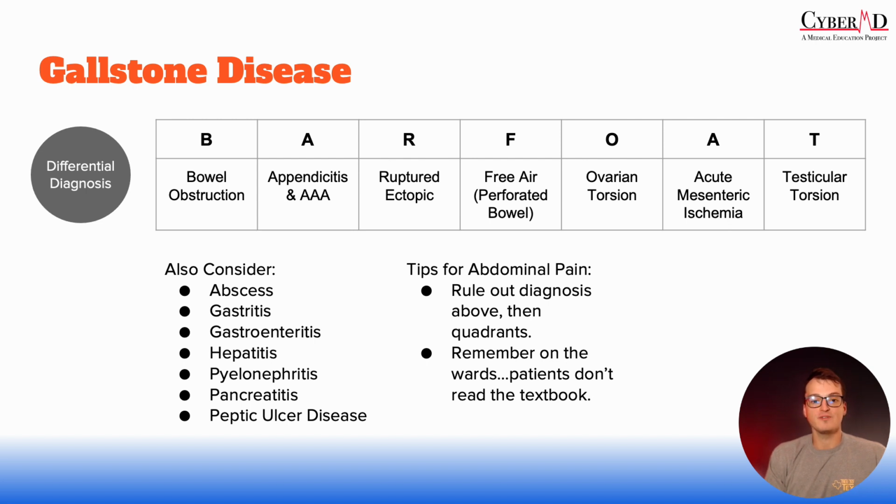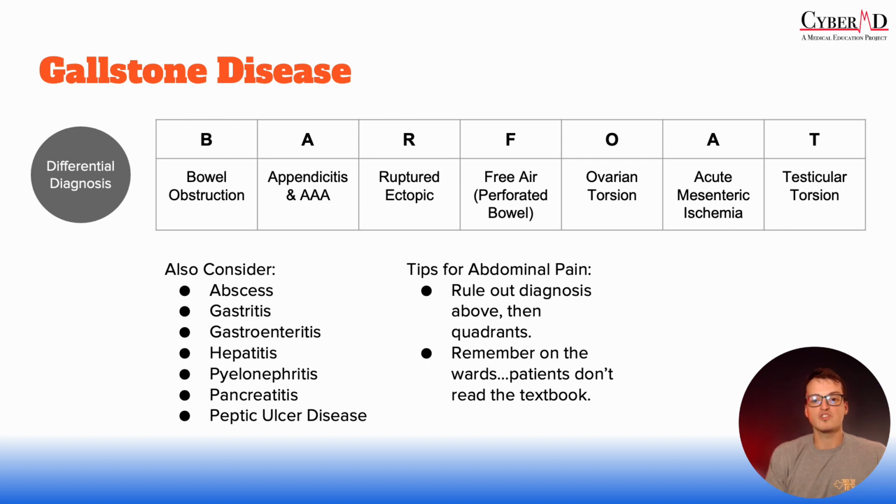Can't miss diagnoses include the BARF-OATS mnemonic, which stands for bowel obstruction, appendicitis, AAA, ruptured ectopic, free air, which reminds you to think about perforated bowel, ovarian torsion, acute mesenteric ischemia, and testicular torsion. Other diagnoses that you can consider for common etiologies of abdominal pain include abscess, gastritis, gastroenteritis, hepatitis, pyelonephritis or a UTI, pancreatitis, and peptic ulcer disease.